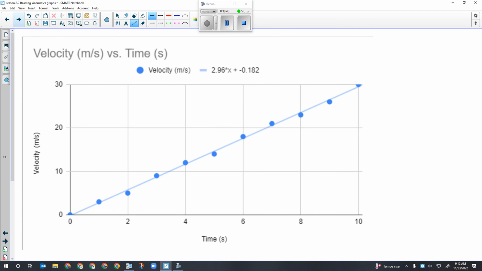Okay, so this is a velocity versus time graph as well. They've given us the equation for the line. So the line is y equals 2.96 times x plus negative 0.182. What's the acceleration of this object? 2.96 meters per second squared, actually. We haven't talked about the units, so that was a dirty trick I just played on you.